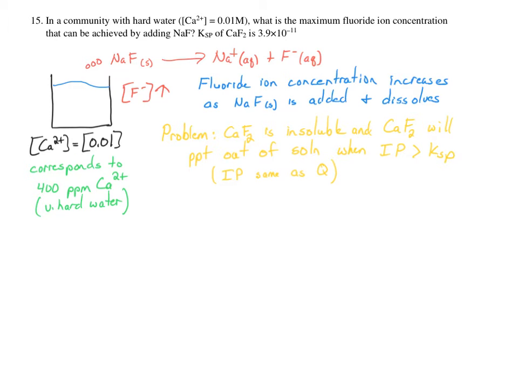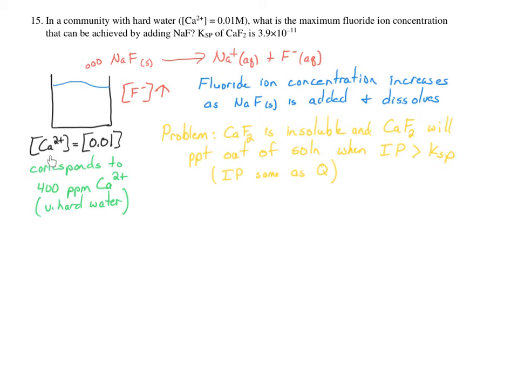Let's make sure we understand physically what's going on in this problem. There's a desire to add fluoride ion to the municipal water supply. The problem being that our supply has very hard water. It has a concentration of calcium 2 plus ion corresponding to 400 parts per million, which classifies it as very hard water. And in terms of molarity of calcium 2 plus, this corresponds to 0.01 moles per liter.